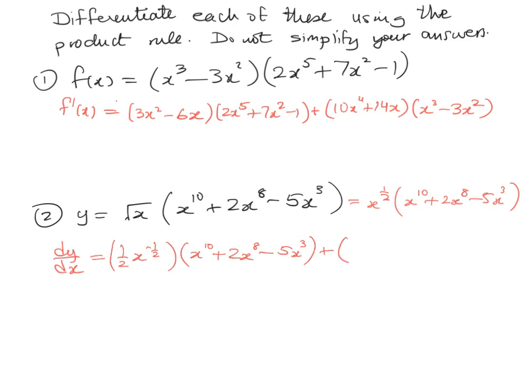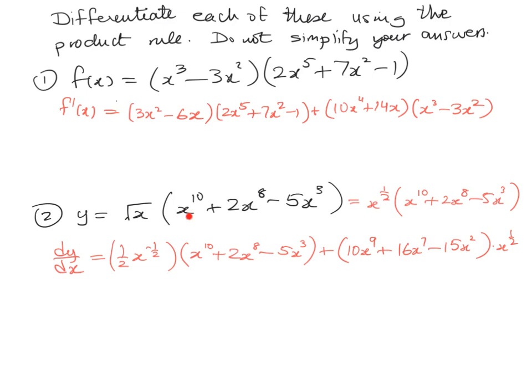So the derivative of x to the 10th is 10x to the 9th, plus the derivative of 2x to the 8th is 16x to the 7th, minus, and then the derivative of 5x cubed is 15x squared, times the first one left alone. So I'm going to multiply by x to the 1/2. And again, we were practicing the product rule. We were not trying to simplify this.